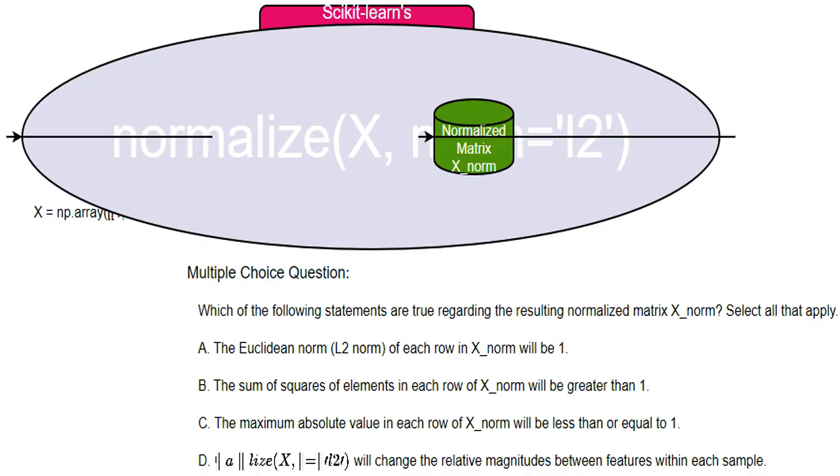This line shows the application of scikit-learn's "normalize" function to matrix X. The "norm" equals L2 argument specifies that L2, Euclidean, normalization should be applied to each row. This process scales each row, sample, so that its Euclidean norm, length, is equal to 1.